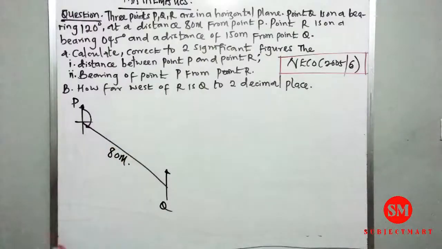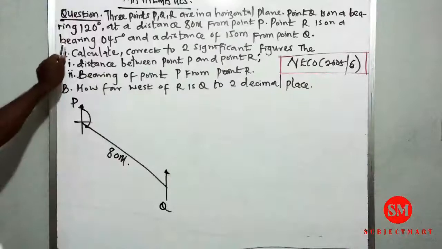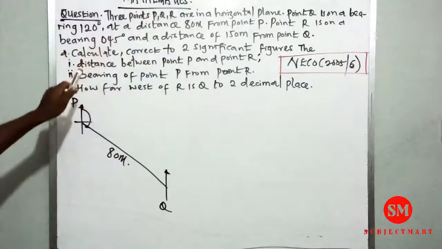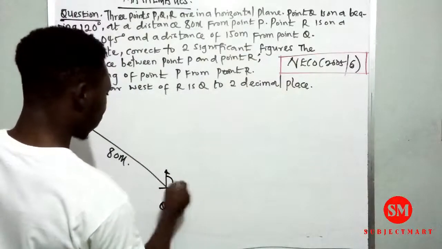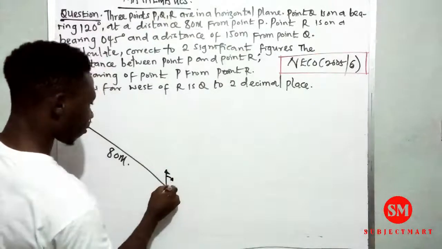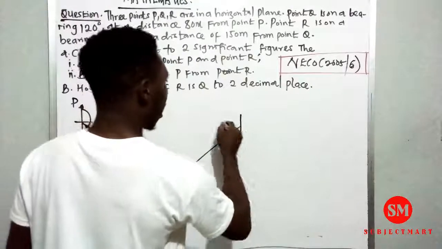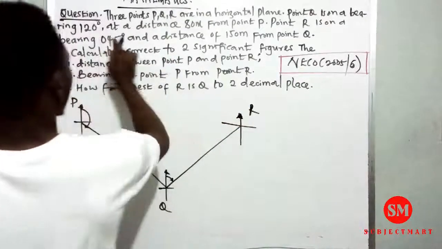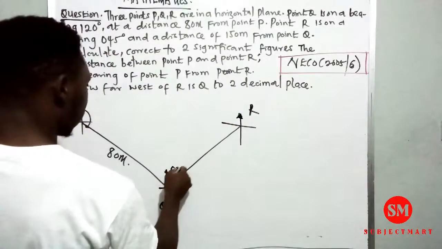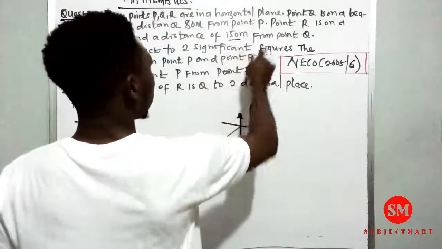So the question I went for, I said, point R is on a bearing of 45 degrees. I'm going to pick it up from here. On a bearing of 45 degrees, so our 45 degrees is going to stop here, to point R. So let's take that 45 degrees at a distance of 150 meters from point Q.